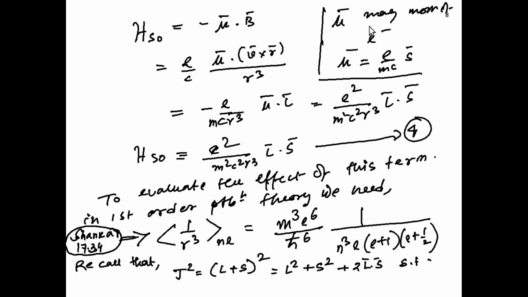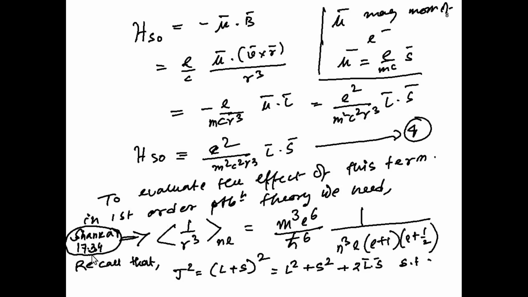And we know that if mu is the magnetic moment of the electron, that is given by e by mc times the spin of the electron, the magnetic moment due to spin. So when I plug in this form, I get this form. So this is my spin orbit coupling: e square by m square c square r cube, L dot s. We want to evaluate the effect of this term. We will sandwich it between nlm, and we have to evaluate this 1 by r cube.